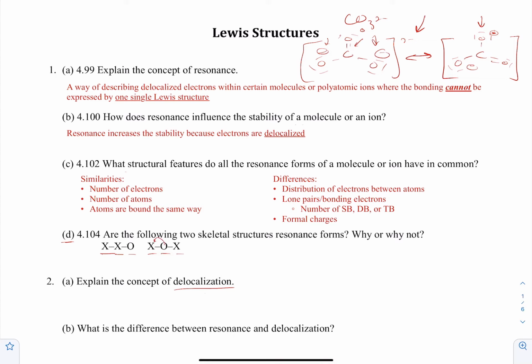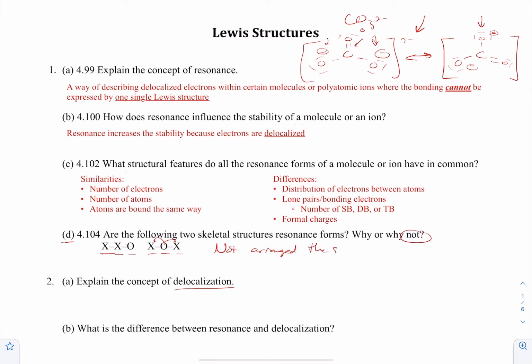This oxygen was on the outside over here, right? But now we've put it in the middle, and that changes what the molecule is to begin with. And so these are not resonance structures. They're not, because their atoms are not arranged the same way. Sorry, that's horrible handwriting, because not arranged the same way.